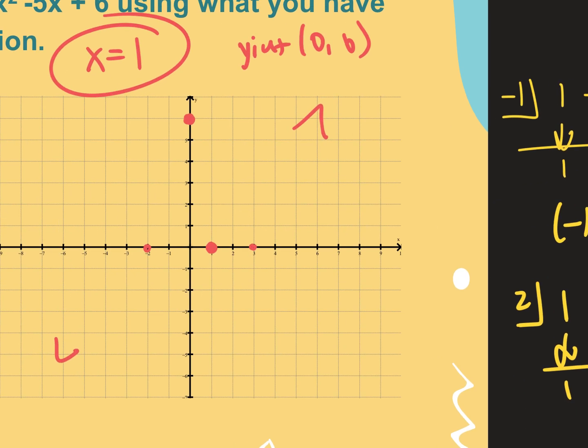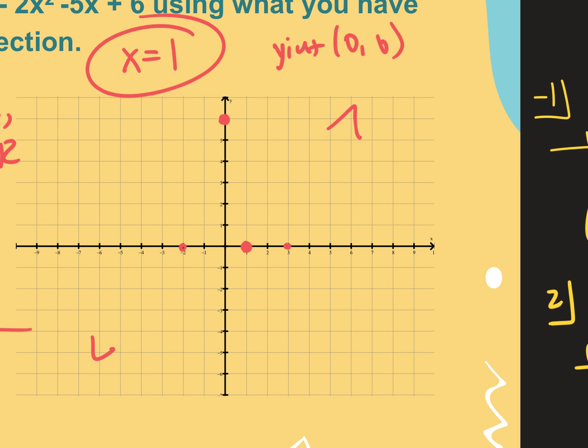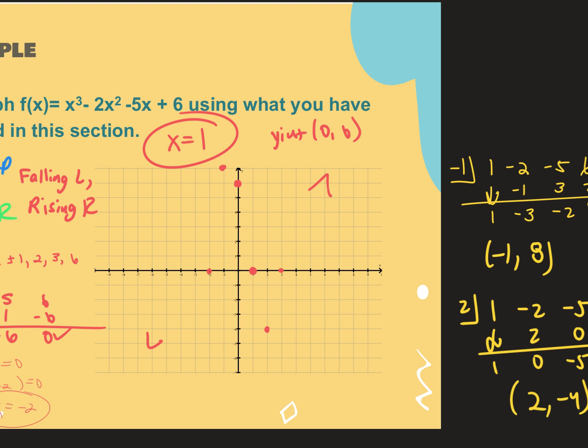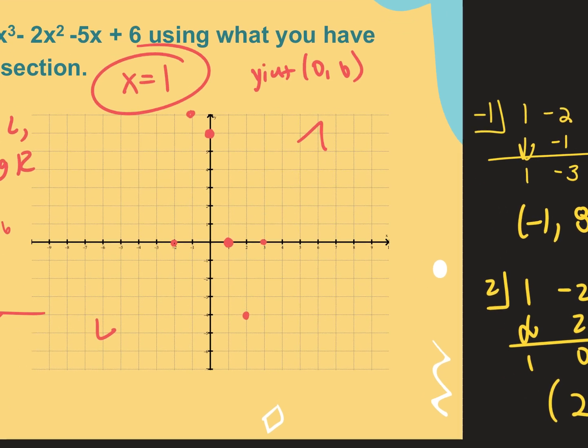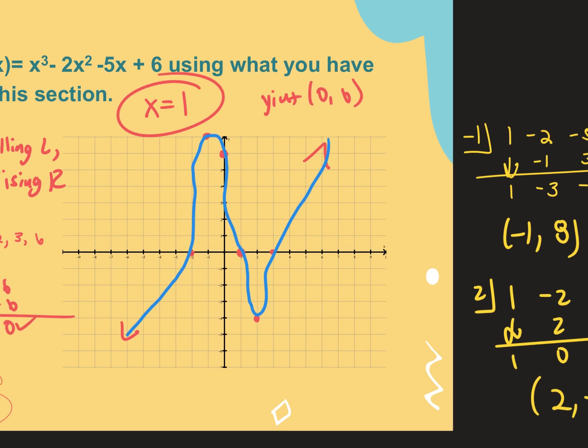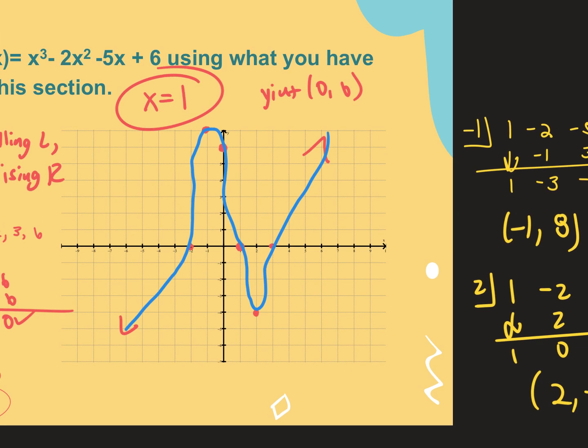All right, so negative 1, 8. And then 2, negative 4. So this tells you how high and low to go. And now we just connect. Because again, at the x-axis, what are you doing at each point? Because you have each one of them one time, you're going through. So just go up, here, back down, go back through. So you know when you go up and down through your intercepts and stuff like that, you know how high and low to go.